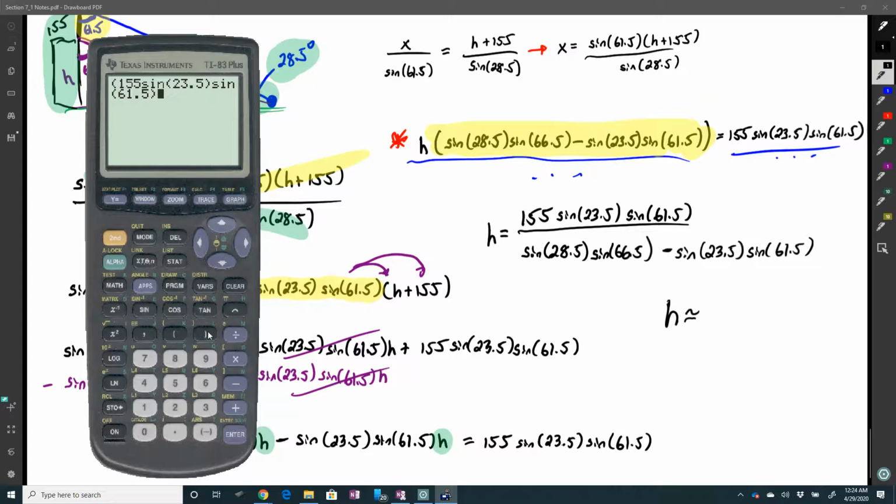155 sine 23.5 sine 61.5 divided by, again, open up the parentheses, sine of 28.5 sine of 66.5.